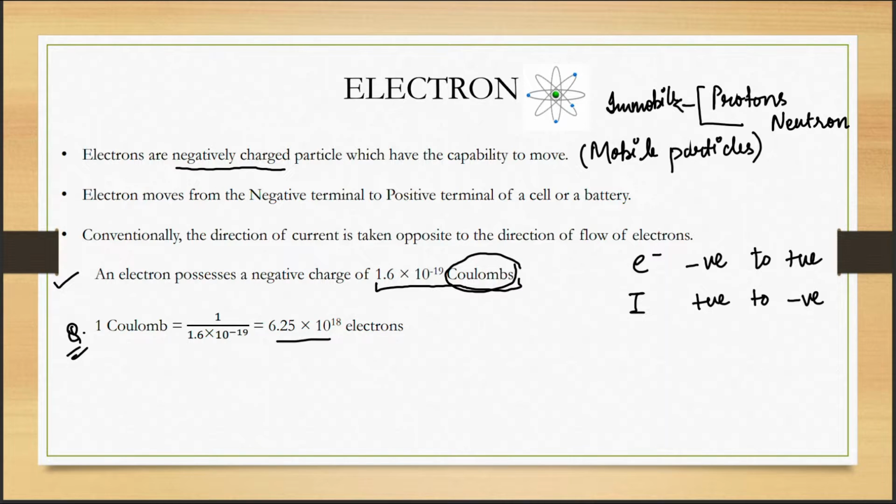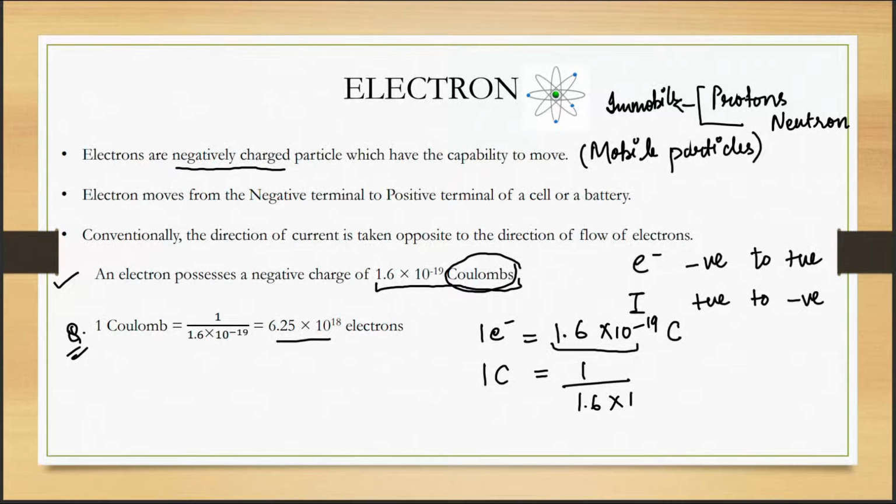But how did I find that? Because I know that one electron has the charge of 1.6 into 10 raised to the power minus 19 coulombs. If I talk about the 1 coulomb charge, definitely I want to take 1 C there. Basically this is 1 coulomb, and I will simply reciprocate this whole value. So 1 upon 1.6 into 10 raised to the power minus 19 electrons, because here we were finding electrons. So these many number of electrons.